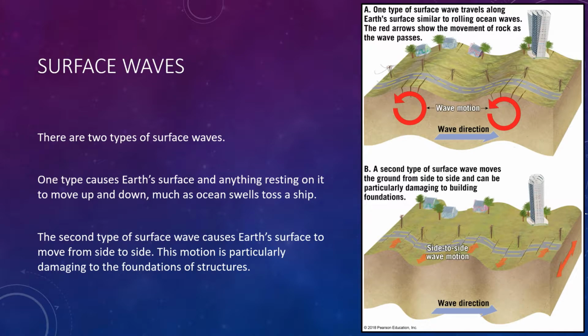So what we just looked at were the two types of body waves, but we also have surface waves. There are generally two types of surface waves. One type causes Earth's surface and anything resting on it to move up and down, much as an ocean swell tosses a ship. The second type of surface wave moves from side to side. This motion is particularly damaging to the foundations and structures of our buildings.